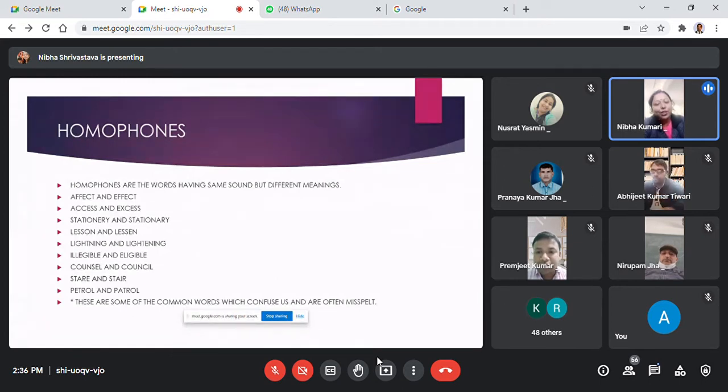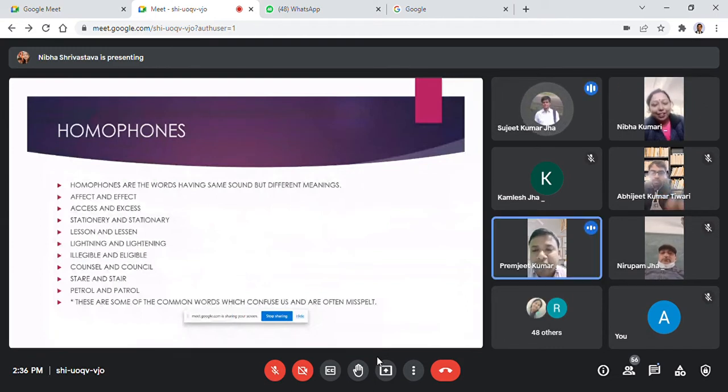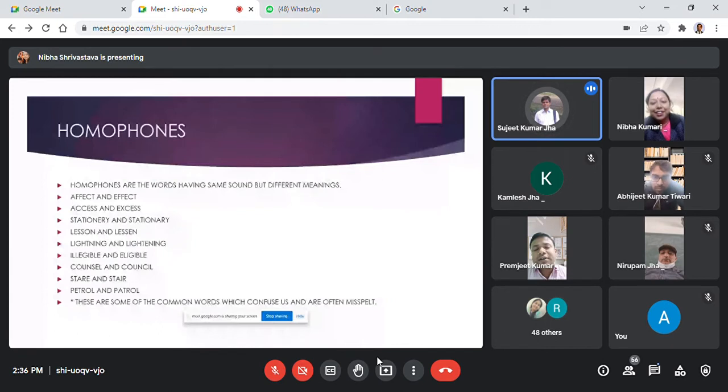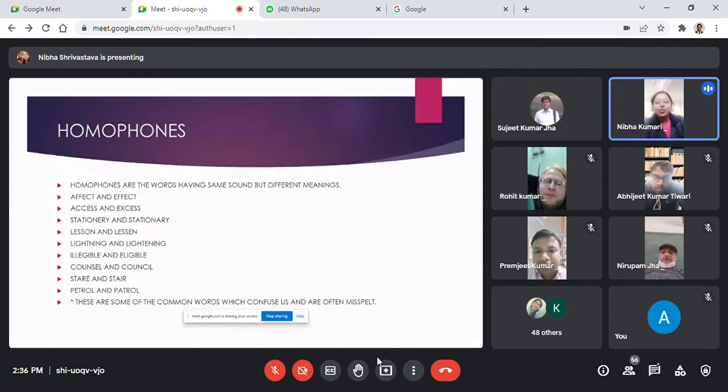Which one will come? What is the difference, and which one is used to show stable things, and which one is used to show paper, pencils, and all? Stationary, with an A, is for stable things, and stationery, with an E, is for all the things related to studies: paper, pencil, pen.